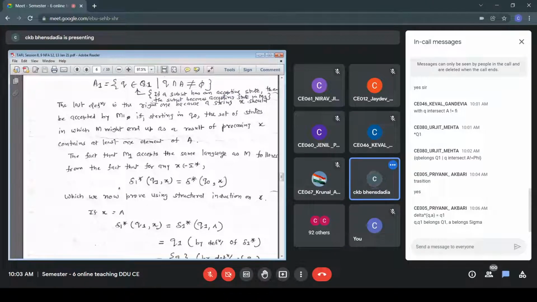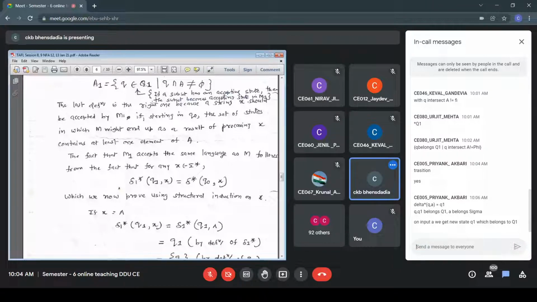As for our notation, my NFA is M, and M has one of its tuples as delta. So suppose my subset is q1, q2, q3. For every state that is an element of q, where q is my subset, and A belongs to sigma, q belongs to capital Q1. For every element of this subset, we looked at the transition function of NFA, that is delta.